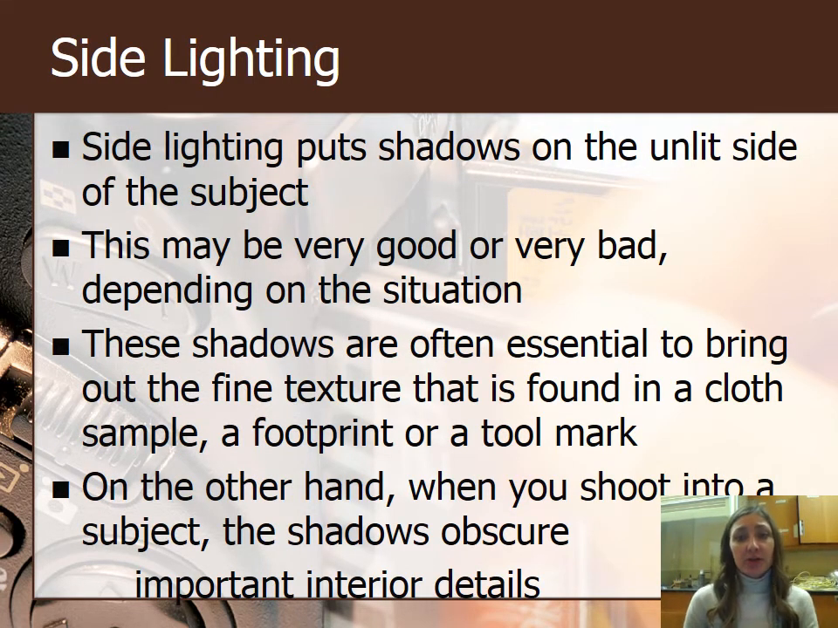Side lighting can put shadows on the unlit side of the subject. For example, if your light's coming in from the side, this half of my face would be illuminated, but then this half would be in shadow. And it can be good or bad just depending upon what situation you're trying to use it for. So if you want to bring up some detail, you may want to side light so you can get that particular detail. For instance, in a footprint or a piece of cloth, that will really illuminate what the texture of that cloth is or that footprint. On the other hand, if you're just trying to take a regular picture of evidence, you've put half of that piece of evidence into shadow, so that's not very useful at all.